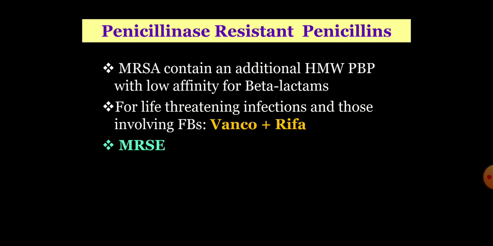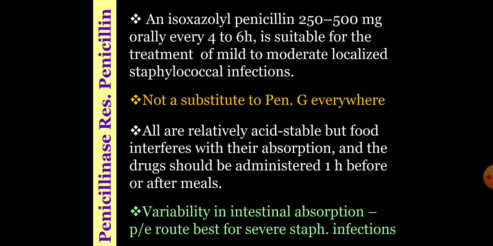Penicillinase resistant penicillins, MRSA, contain an additional high molecular weight penicillin binding protein with low affinity for beta-lactams. And for life-threatening infections and those involving foreign bodies, you have to use vancomycin with rifampicin. And cloxacillin, dicloxacillin like drug, that means the isoxazoline penicillin, 250 to 500 mg orally every 4 to 6 hours is suitable for the treatment of mild to moderate localized staphylococcal infections. Not a substitute to penicillin G anywhere, but all are relatively acid stable, but food interferes with their absorption, so it should be given before food.